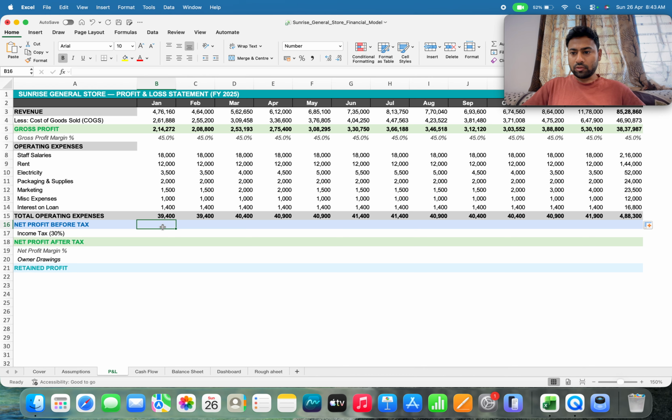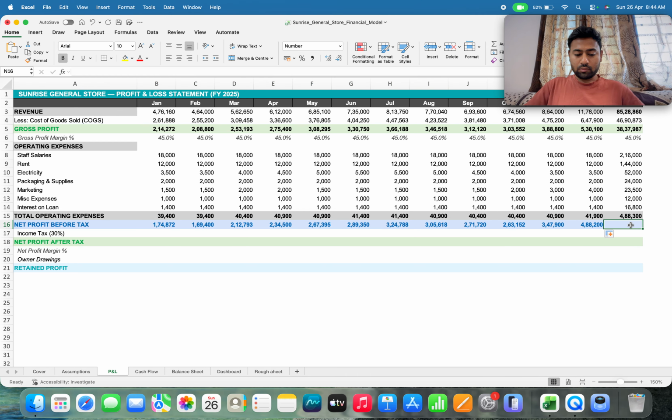We want the total operating expenses, net profit before tax. So net profit before tax, we will subtract the operating expenses from the gross profit. We will get the net profit before tax. So this is the net profit before tax.